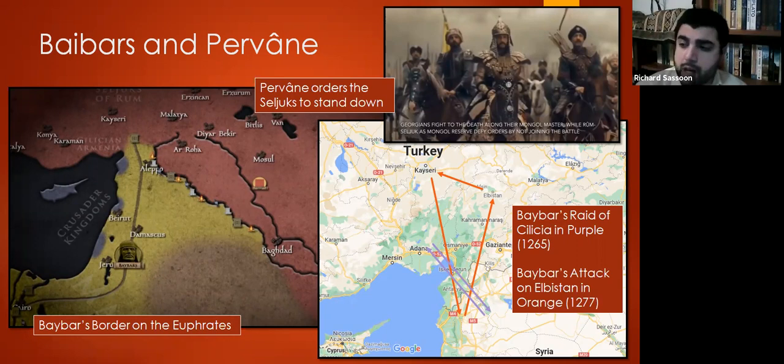Parvane tries to maintain whatever quasi-independence he might have. And in fact, during the Battle of Elbistan, he was expected to fight on the side of Abaqa Khan, but he didn't. And his neutrality would cost him his life because Abaqa Khan was so angry at how ineffective the Mongol resistance had been to Baybars that he pursued anybody he could around the country, and even had to be told by his generals that he shouldn't just massacre the entire population of what's now Eastern Turkey in revenge.